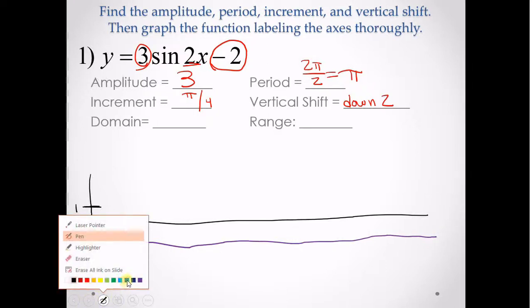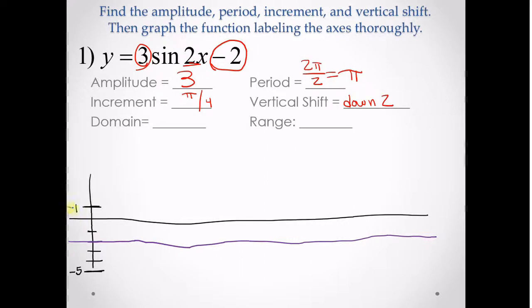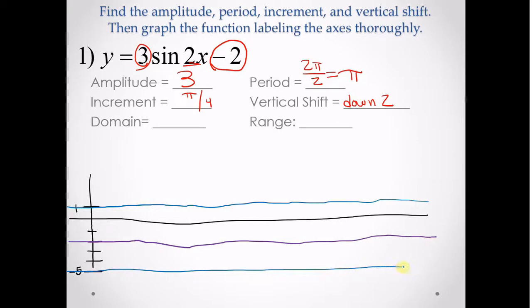All right, now I'm going to put in my amplitude markings. So this is as high as my graph can get. And this is as low as my graph can get. There we go. Now, when marking in your periods or your increments, you could put it on the x-axis. I have found I have a whole lot of trouble trying to figure out where I'm going to go through. So I would put it on the new vertical shift axis.